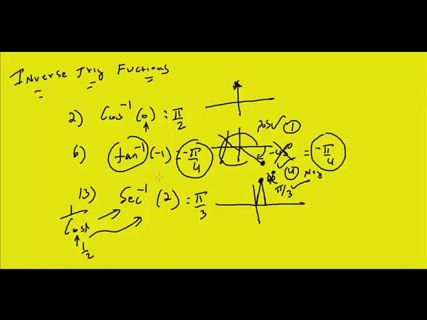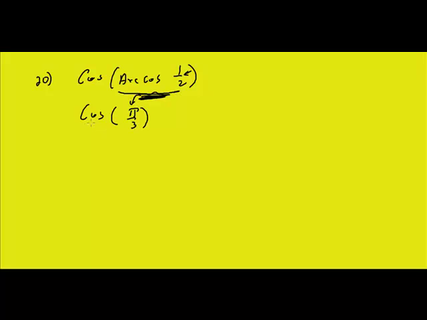Okay, so let's move on to problem number 20 in the second part of this. They give us cosine of arc cosine of 1/2. What they're telling us is this: somewhere cosine is equal to 1/2. But we just found out that cosine is 1/2 at pi over 3, just like the last problem. So this now turns into pi over 3. Now we have to take cosine of that, which turns into 1/2.